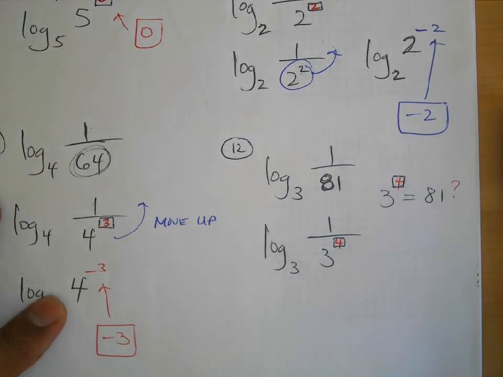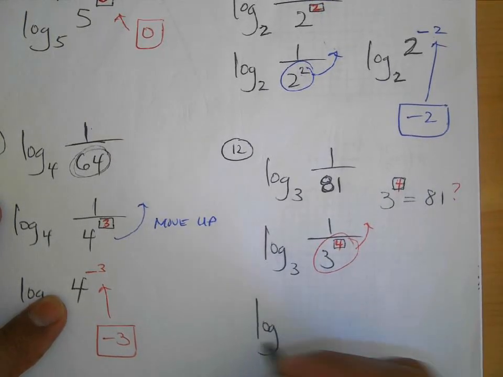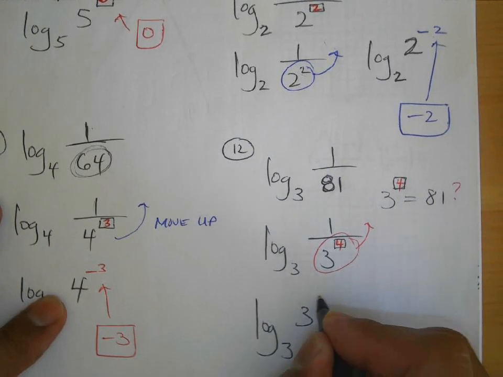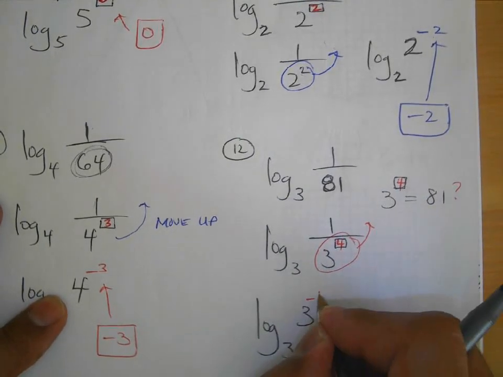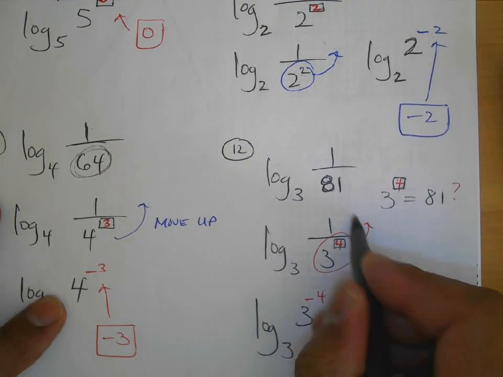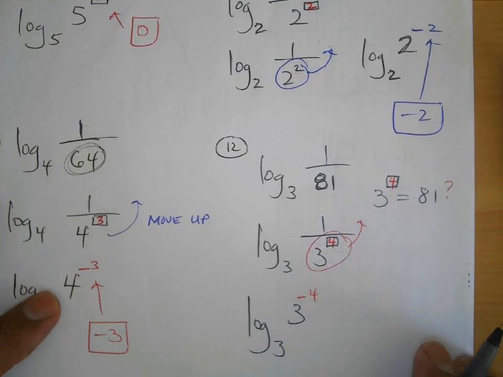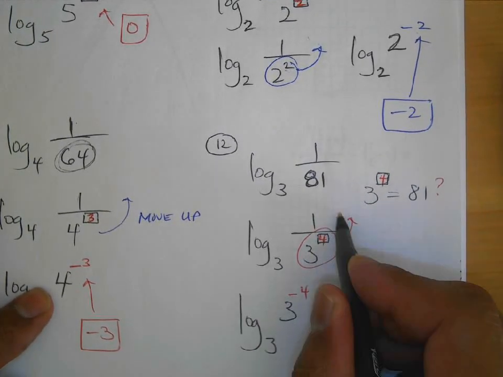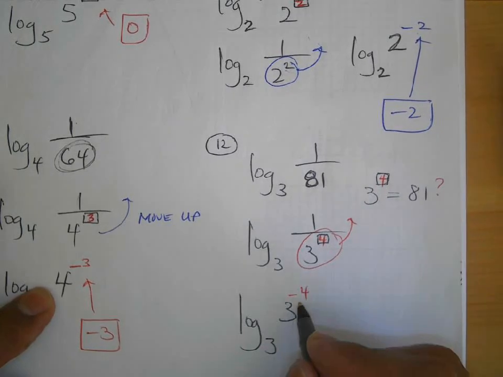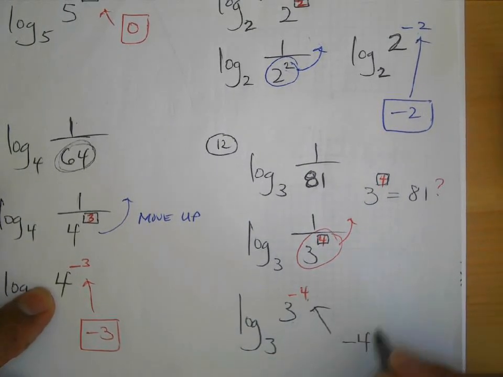We don't want 1 over this, so we move this up. You're left with log base 3 of 3 to the negative 4, right? When you move it up, it's positive here, and when you move it up, it becomes negative. If it was negative here and you moved it up, then it would become positive. But anyways, these match. Here's your answer right there, negative 4.